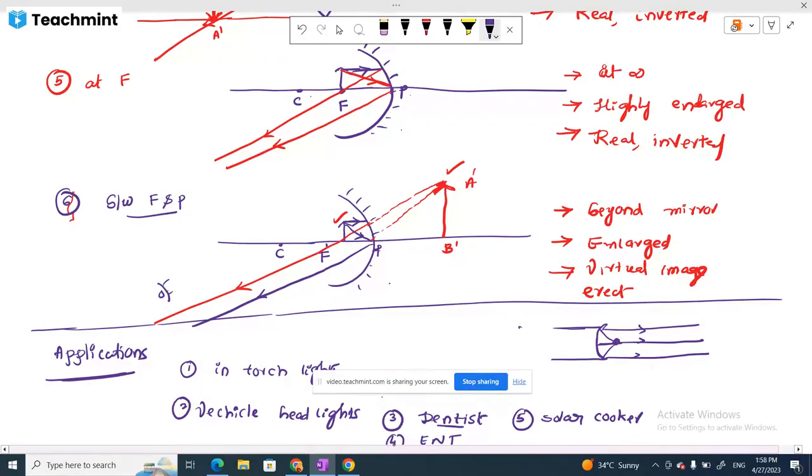Next class we will see image formation by the convex mirror, then its applications, and after that we will discuss the refraction of light. Okay, thank you very much.